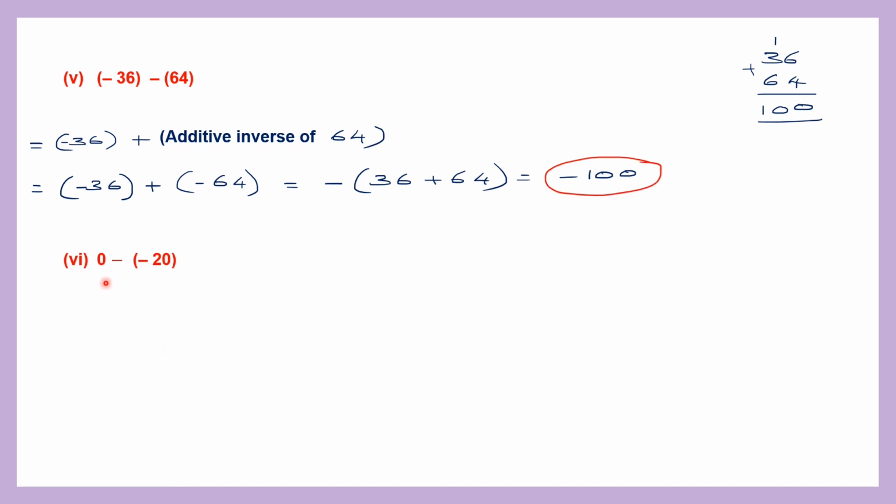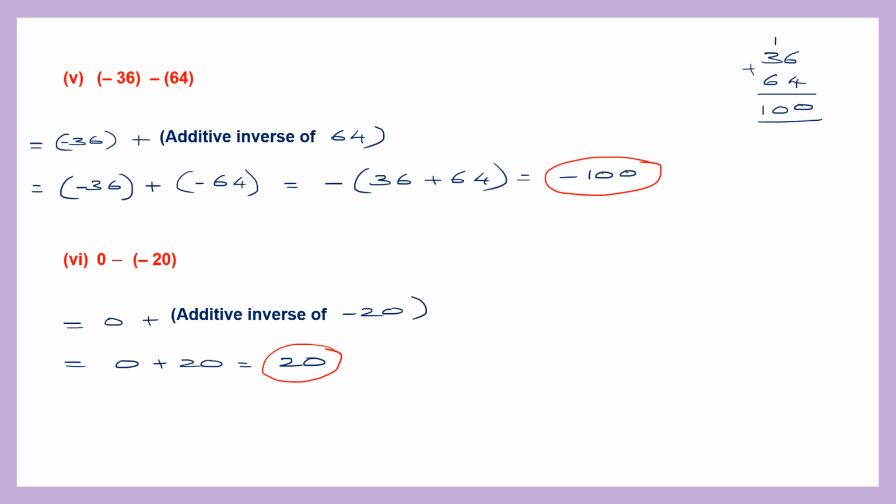So here we have 0 minus negative 20. Let's follow the same method. So that is 0 changes to addition and write the additive inverse of negative 20. So that will be 0. And what is the additive inverse of negative 20? It is positive 20. So 0 plus 20 will be 20. That's positive. So this is our answer.